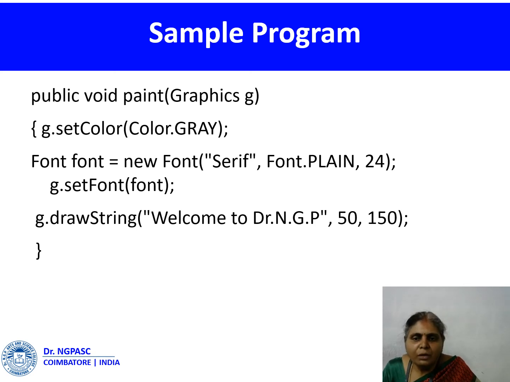So far we have seen all the methods available in the Graphics class of the java.awt package. Using those methods, we can draw anything in our applet using the paint method, where the paint method takes one Graphics object as a parameter. Using that Graphics object parameter, you can call the methods and draw as per your wish.